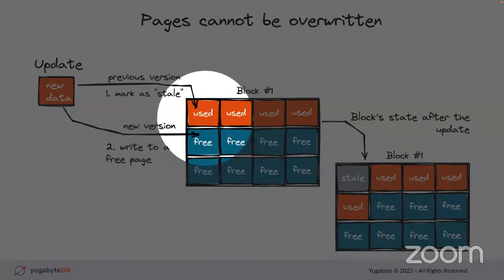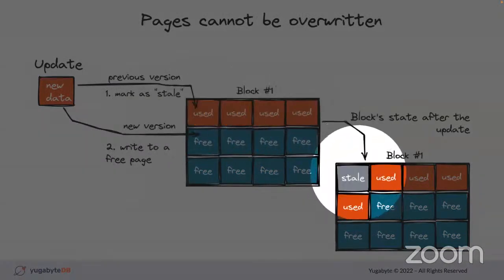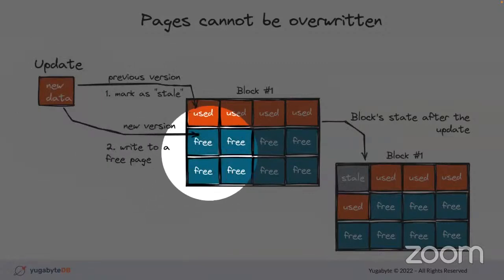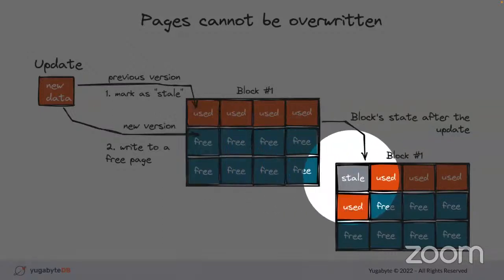So the SSD knows that, all right, that was the previous version of this page, and I will label this previous version of the page as stale. That data will no longer be needed. Then the new version of this page will be written to an available space like this one. Effectively, when you send an updated page to the SSD, the previous version of this page is marked as stale, and the new page is written to another free space.